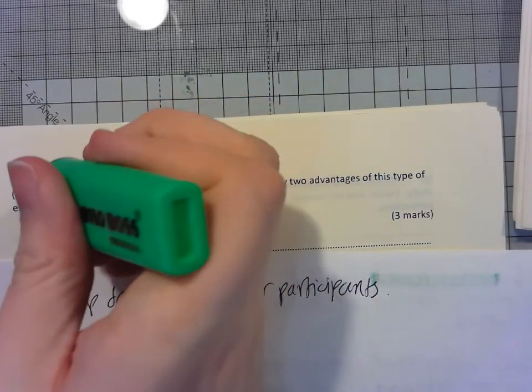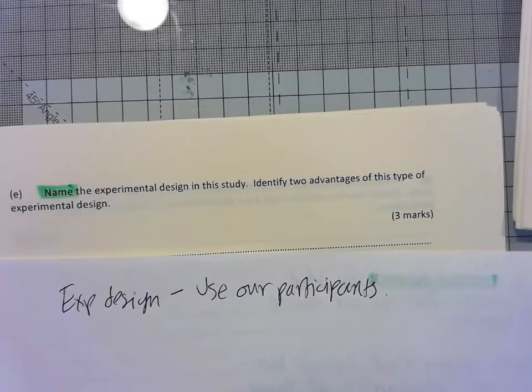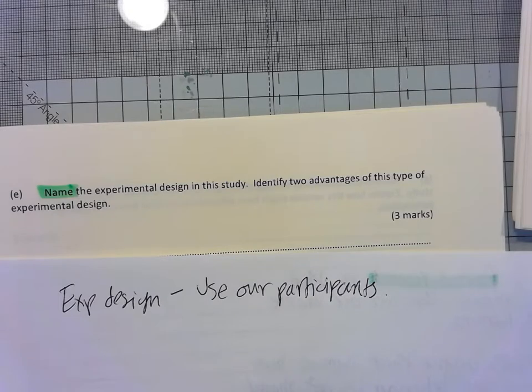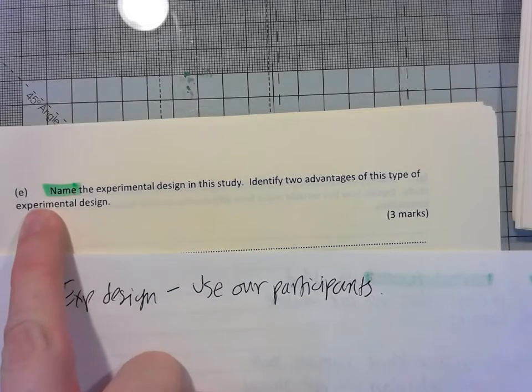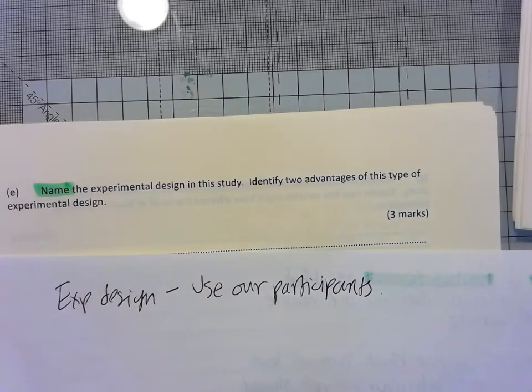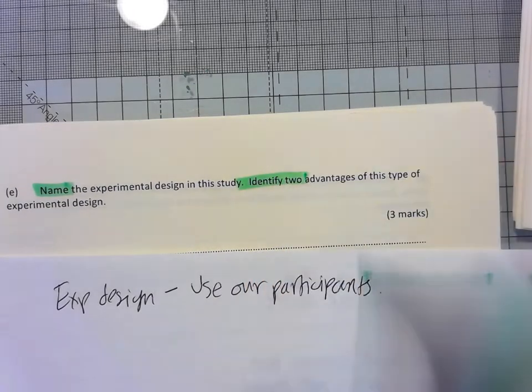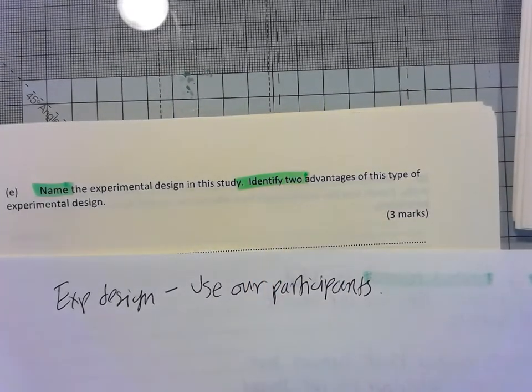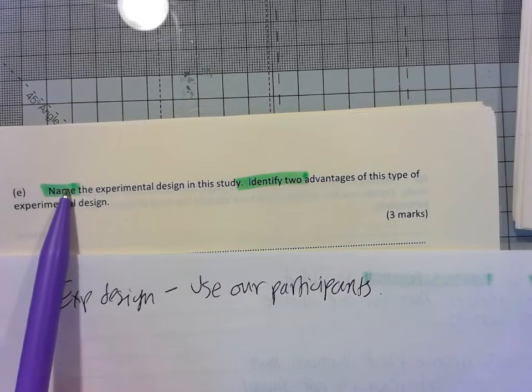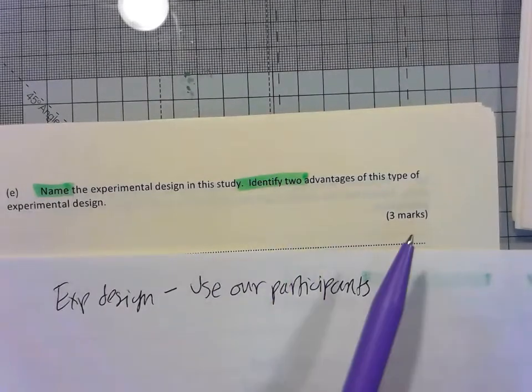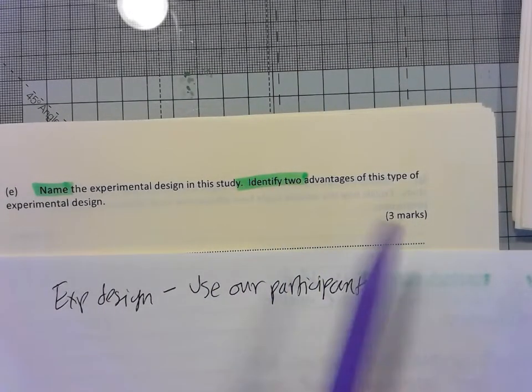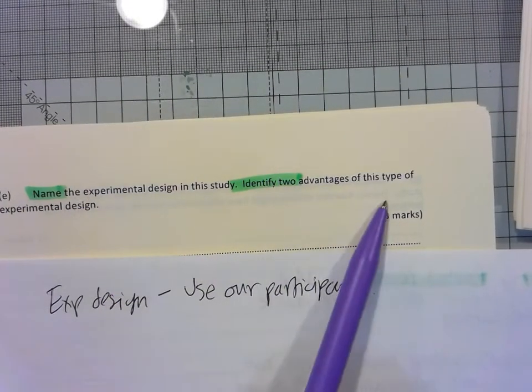So we've got name the experimental design. So I'm having a look at the stem and I'm working out what experimental design it is. Then I'm identifying two advantages. So it's not asking me to describe them, it's not asking me to explain them, I'm just identifying them. 1, 2, so that adds up to 3. I've broken down this question.